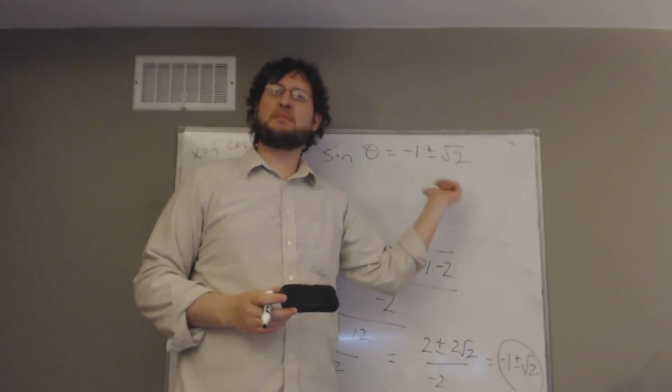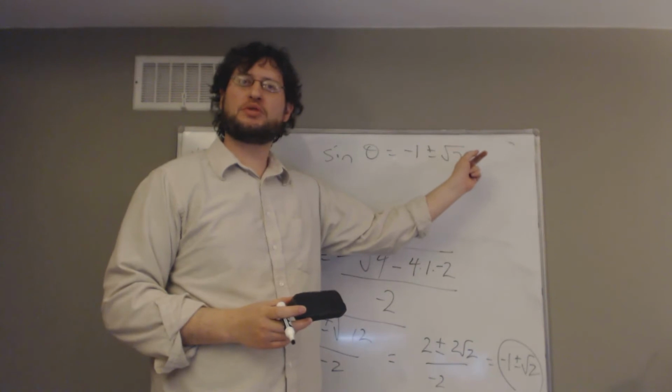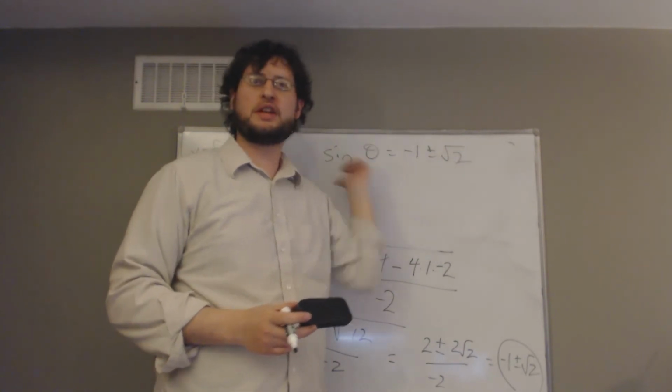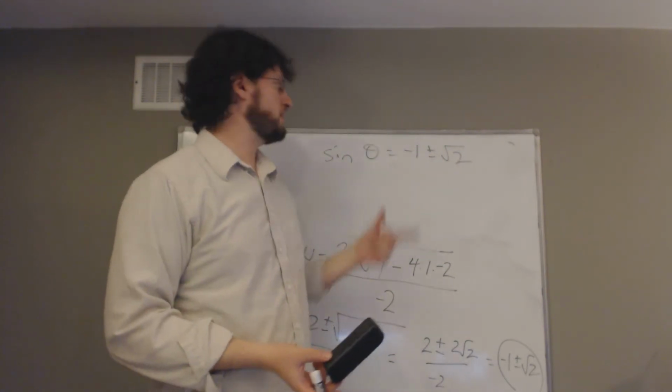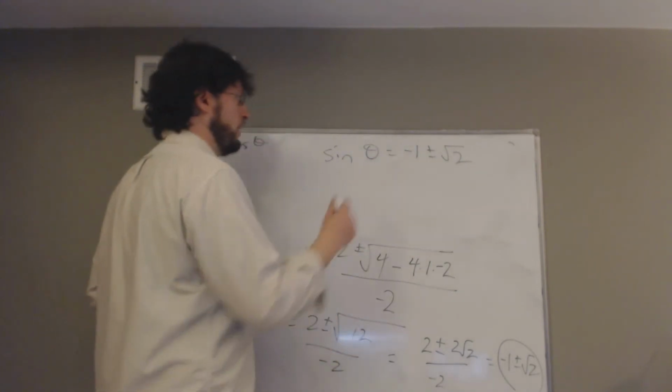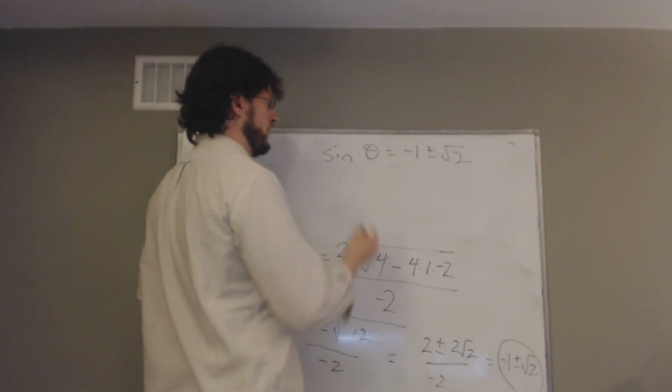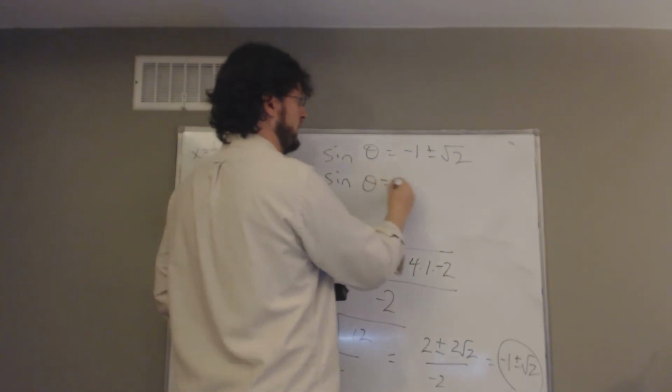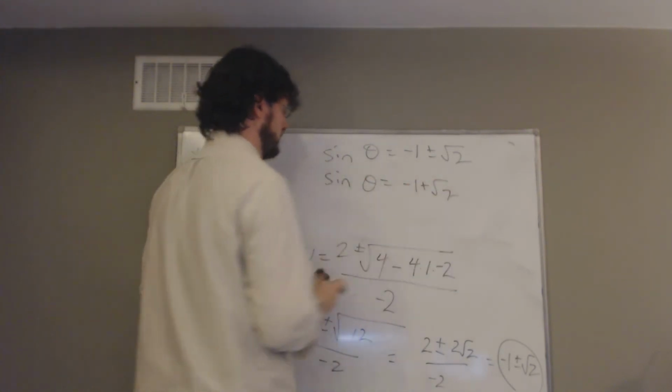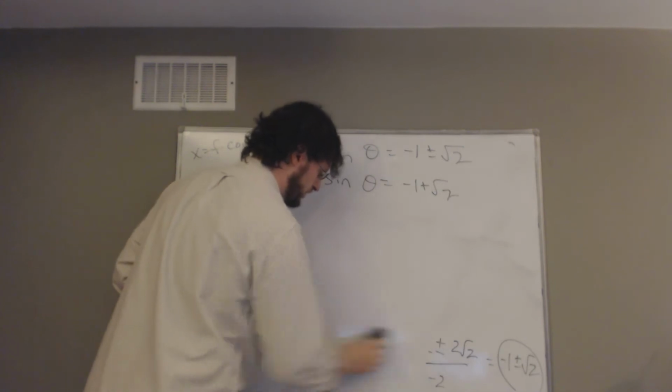Now, it doesn't make sense to say minus, because if I put minus the root 2 in here, then -1 minus root 2 is -3 point something, and sine of theta is never that. However, it does make sense if I go the other direction. Suppose that I said sine theta is -1 plus the square root of 2. There is a solution to that.